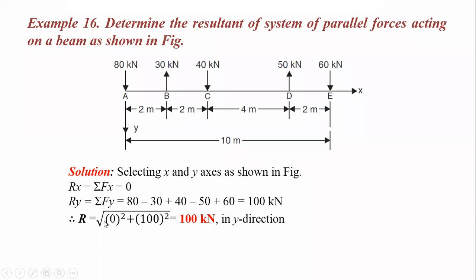As we know that this term is under root and this term is 0, you may cancel this square and square root. You'll be getting the resultant R is equal to 100 kilonewton in Y direction. And the answer is plus, it is indicating that what we have assumed here, the downward force we have treated as positive and upward force we have taken as negative for solving this problem only.